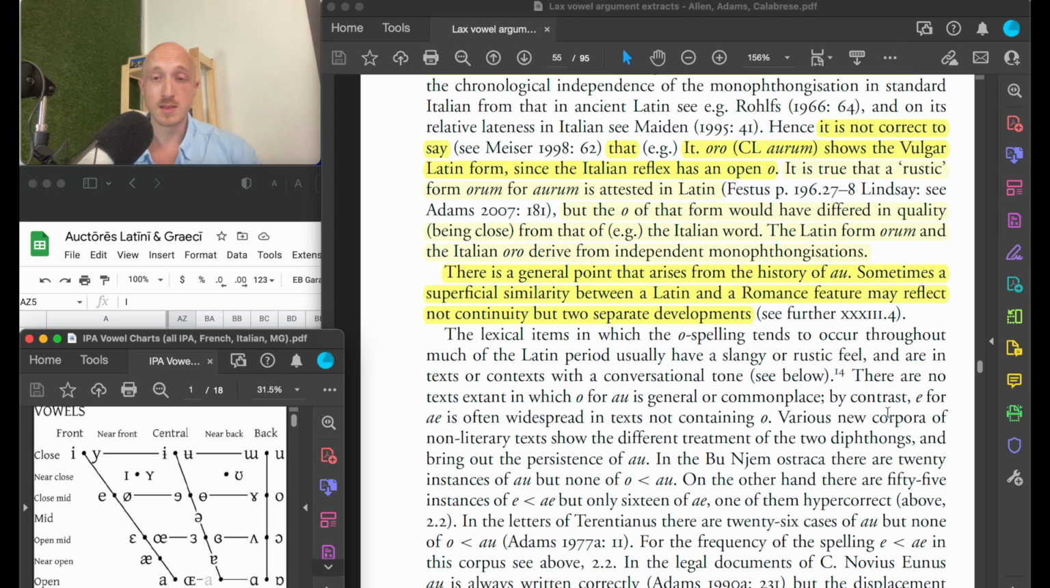The early Latin book by Allen just hammers this. It's a great text. I'll put the link in the description to that as well. All of Allen's evidence is wrong, essentially, according to Adams. There's nothing there to support it.